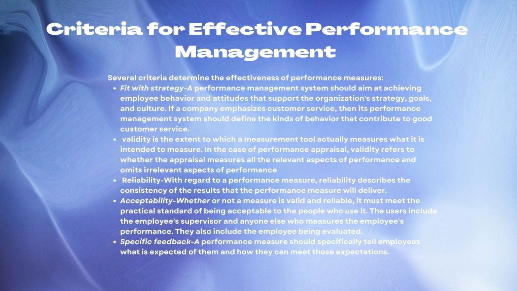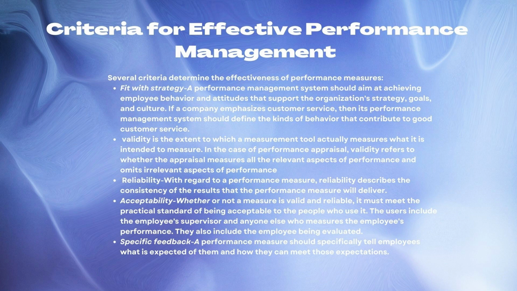3. Reliability. With regard to a performance measure, reliability describes the consistency of the result that the performance measure will deliver. 4. Acceptability. Whether or not a measure is valid and reliable, it must meet the practical standard of being acceptable to people who use it. The users include the employee's supervisor, and anyone else who measures the employee's performance. They also include the employee being evaluated.